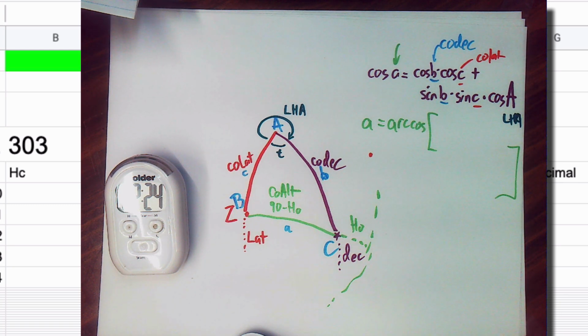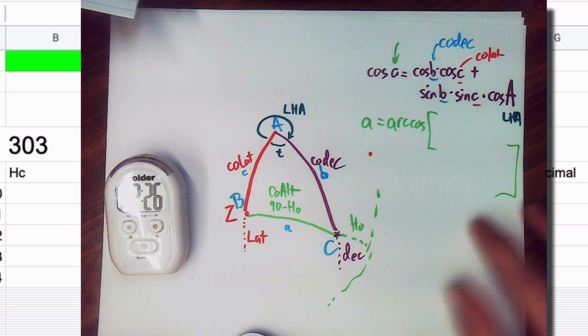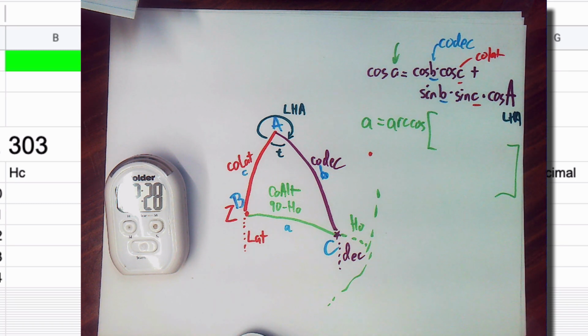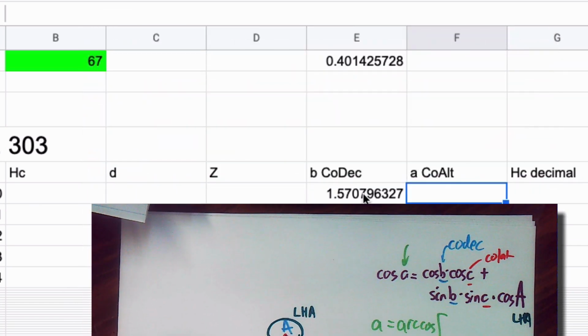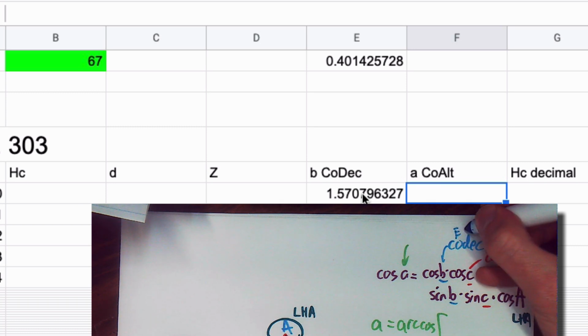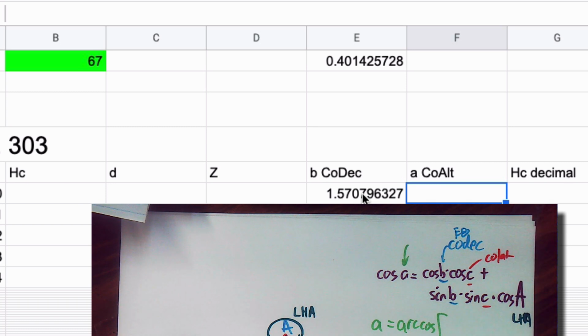All right. So our CoDec, where is that located in the spreadsheet? That's going to be E8. All right, E8. So I'm going to just say this is E8, and then our CoAlt. Our CoAlt, we actually labeled CoAlt, so we just used that straight. And then LHA, we actually named that as well.